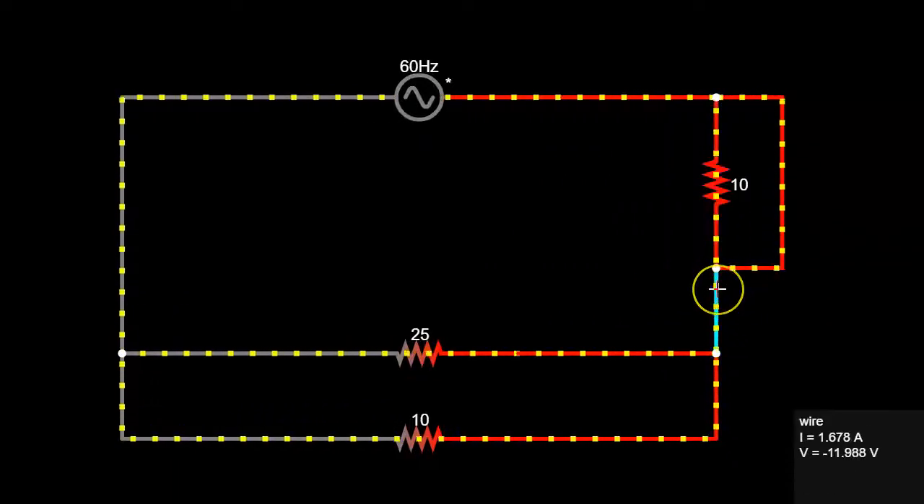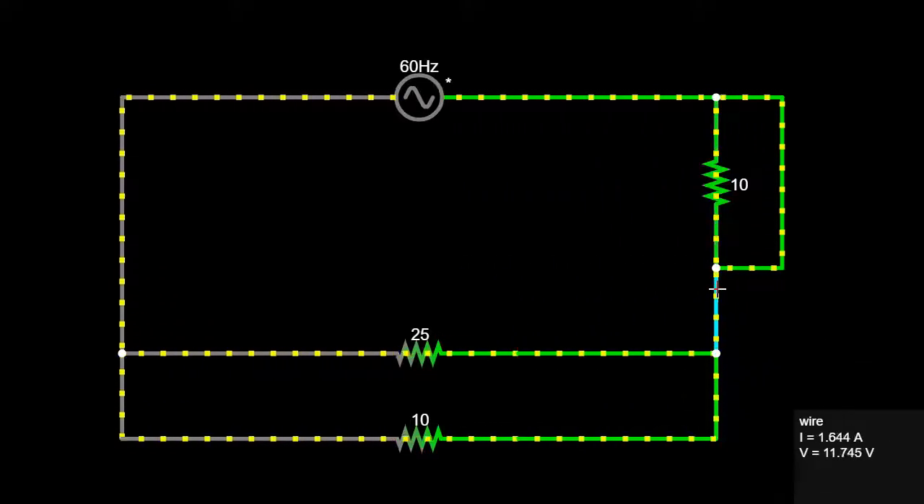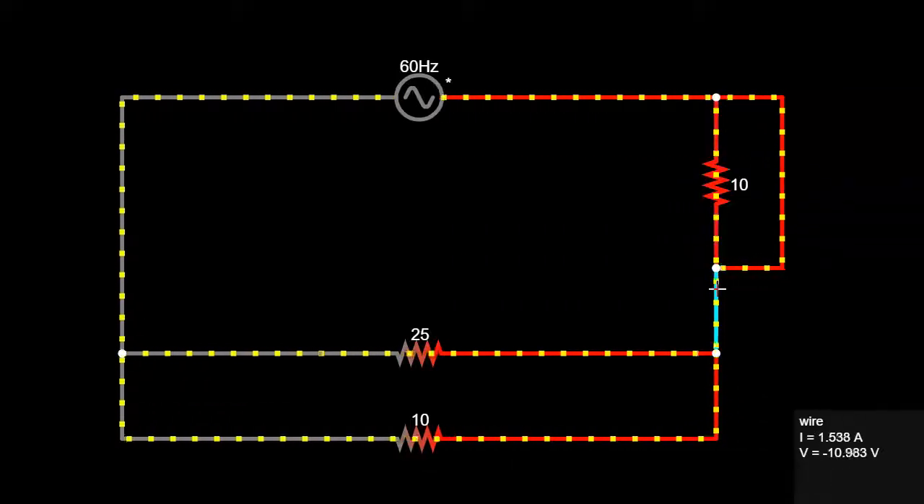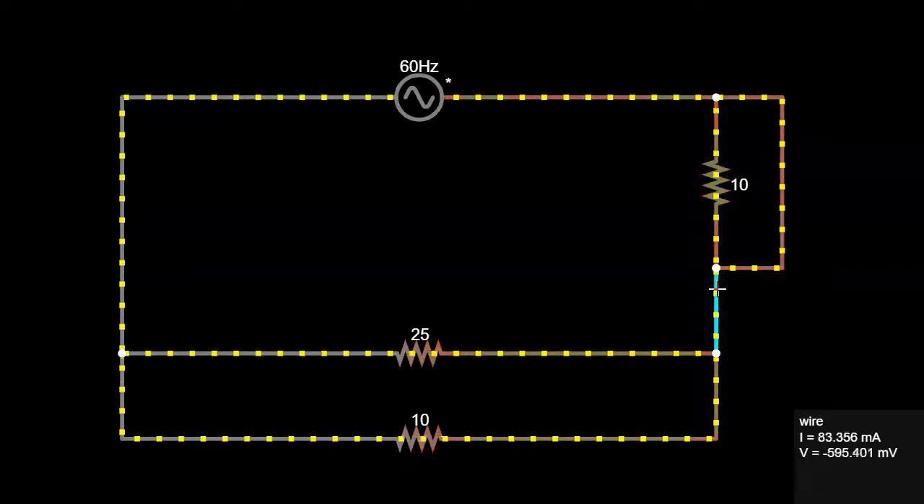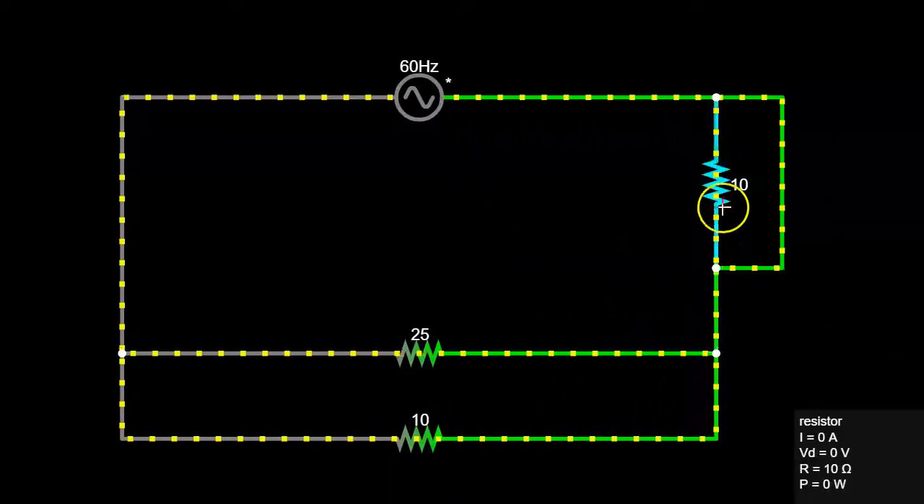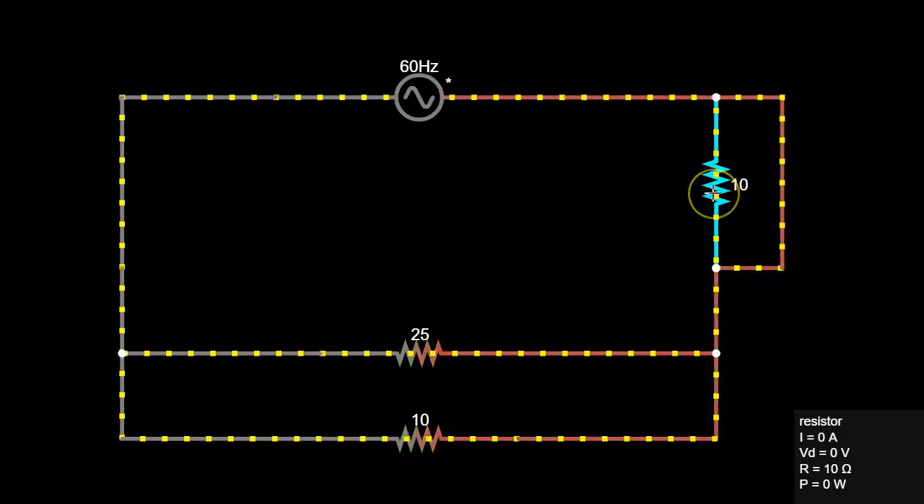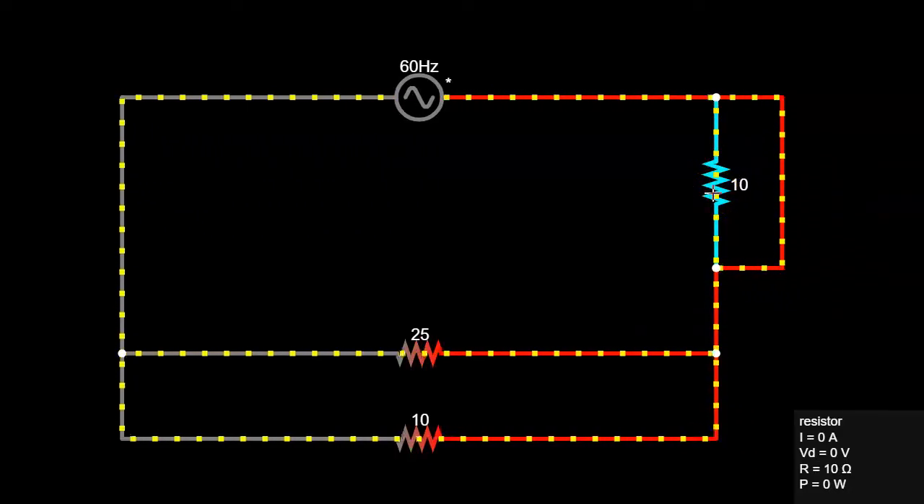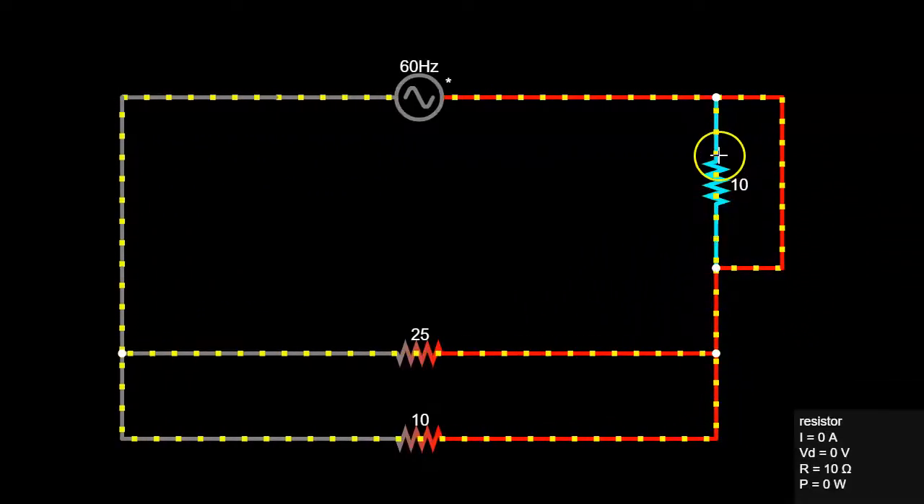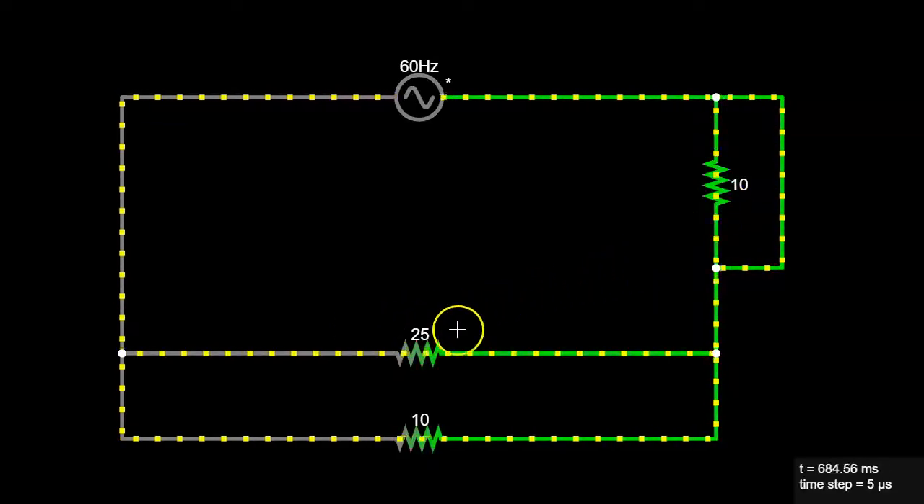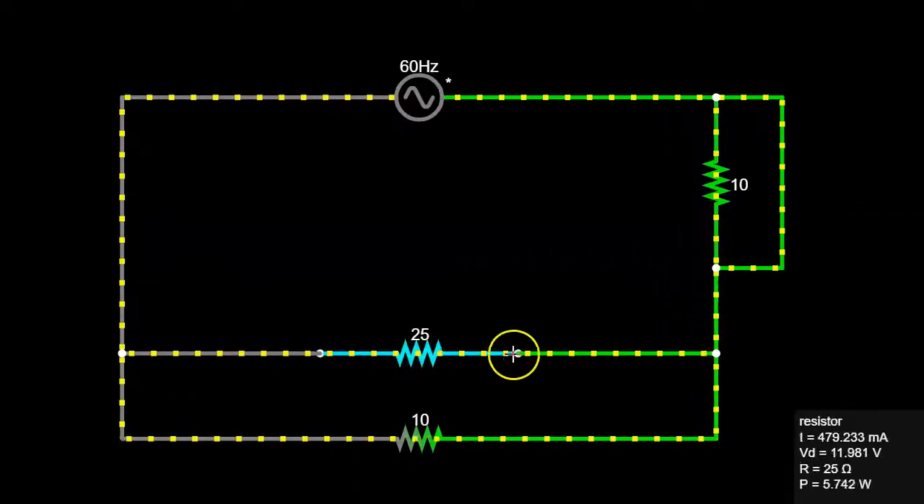So let's see. We know we've got full current here. Let's watch. Yep, I saw 1.678. We'll watch it one more time. Yep, 1.68 amps running through that. Because in essence, we took out this 10 ohm resistor is what we did. And so shorting this series resistor basically makes us go back to a simple parallel circuit.